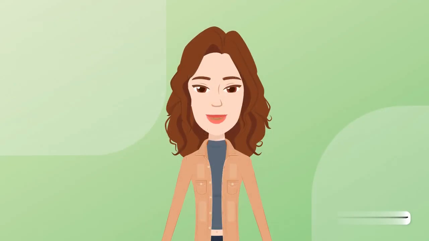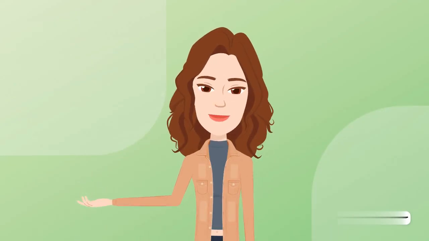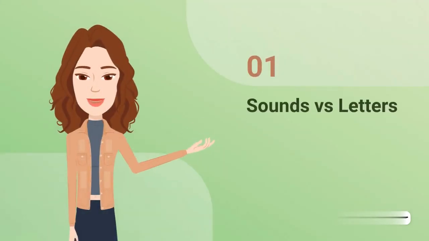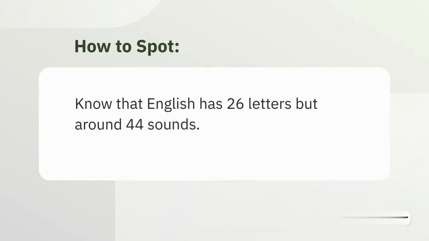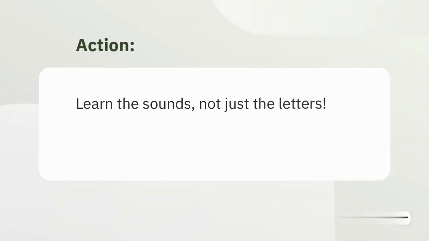Here are the most critical phonetics tips to improve your pronunciation. Difference between sounds and letters. How to spot: know that English has 26 letters but around 44 sounds. Action: learn the sounds, not just the letters.